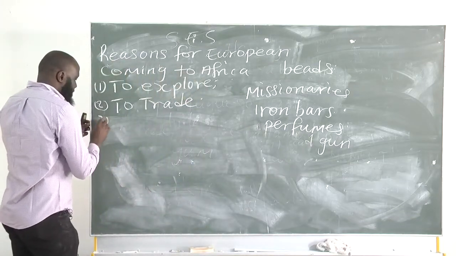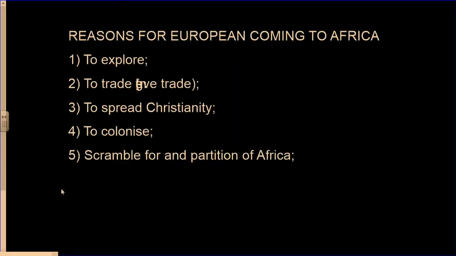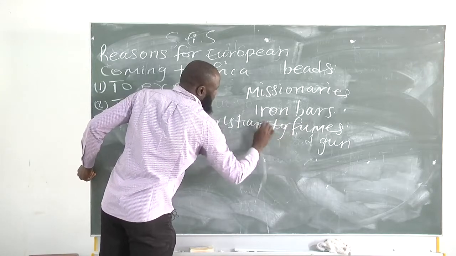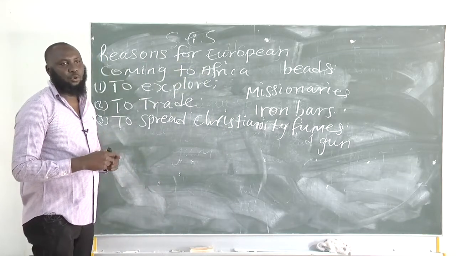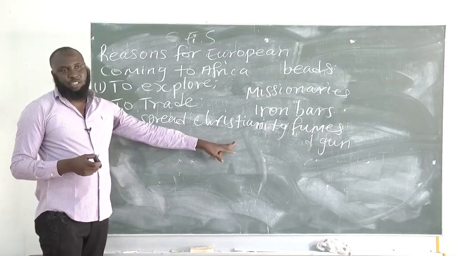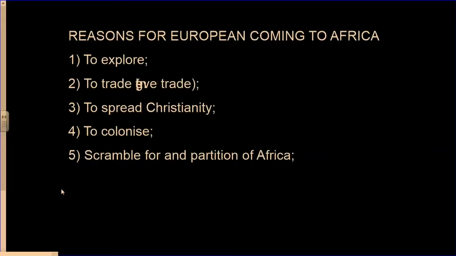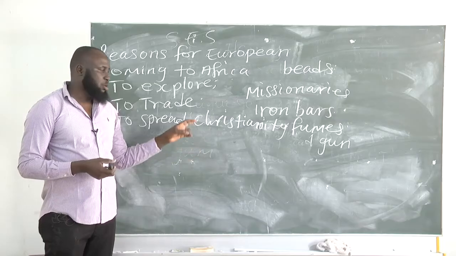Now, their third reason for coming to Africa was to spread Christianity. That is to introduce their religion to the people. Which religion? The religion of Christianity. Like I said, these people came as missionaries, where they started preaching on the soil of Africa, and they built schools and churches, where they were teaching people about Christianity.